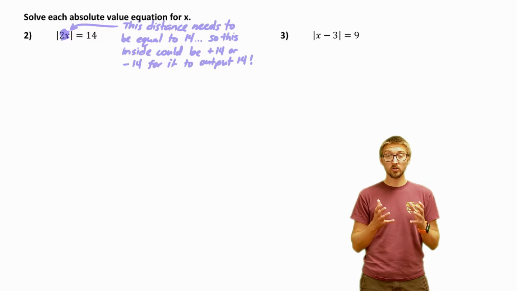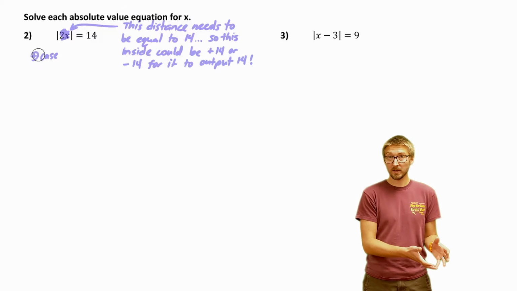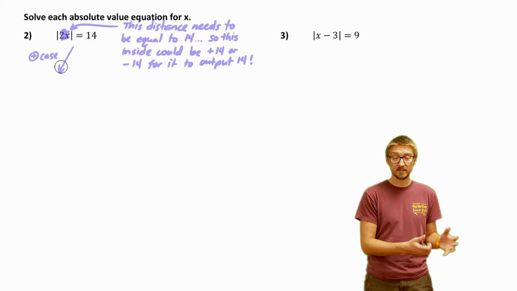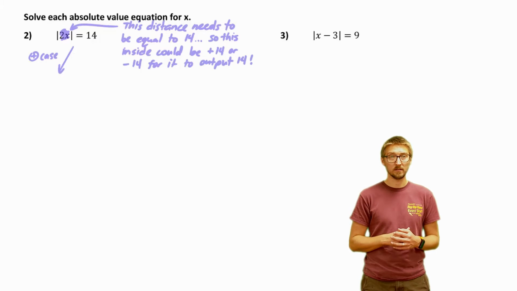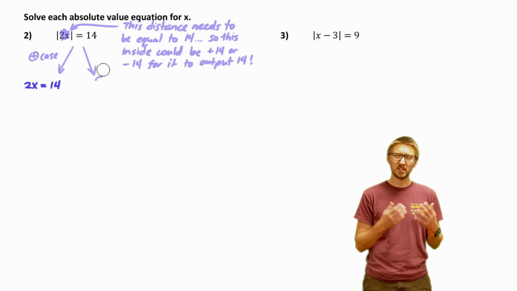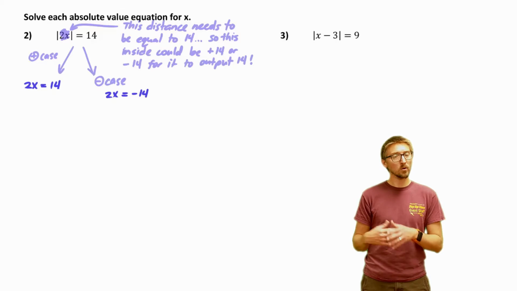The inside could be two different things. And so we're going to have these two branches. Whatever the inside is, we could have it equal to the positive case of 14, or whatever's inside, we could have the negative case, which would be equal to negative 14. And so writing that out, it would just be 2x equals 14, and then 2x equals negative 14, because 2x was what was inside.